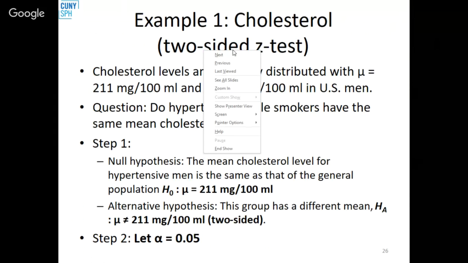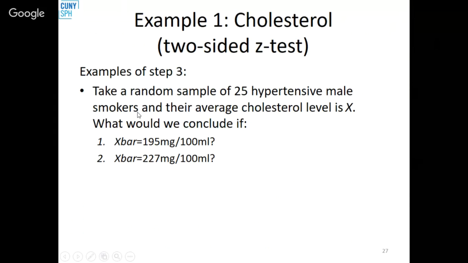Step 2, I'll let alpha equal 0.05. Step 3, take our sample and calculate the test statistic. So we have a sample of 25 hypertensive males, and their mean cholesterol level is, well, this should say X bar. What would we conclude if X bar were 195 or if it were 227? And I'm just using here the standard deviation from the population, so I don't need the standard deviation from the sample.